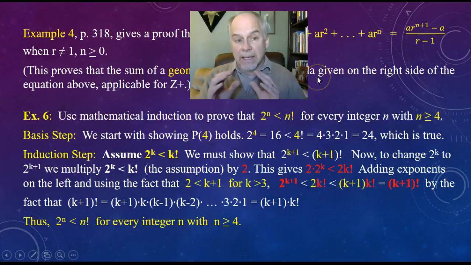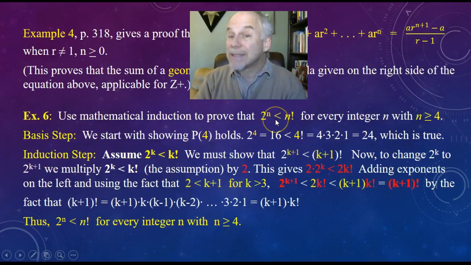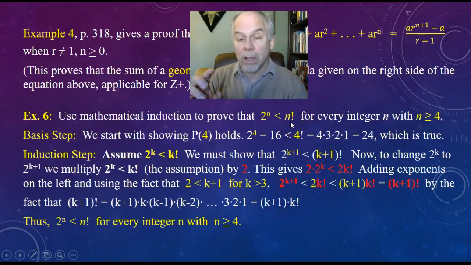All right, example 6 says use mathematical induction to prove that 2 to the nth power is less than n factorial. Now, n factorial, if you recall, like for example, 5 factorial, that means 5 times 4 times 3 times 2 times 1, all the way down to 1.